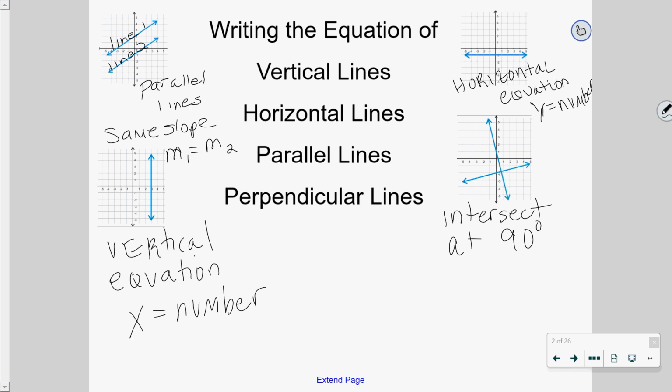So I'm going to do the same thing. I'm going to go line 1, and I'm going to say this one is line 2. So this one I said same slope. This one is opposite reciprocal. I'm not going to fit it there. Opposite, reciprocal.